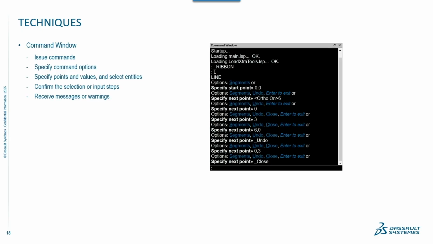Techniques. So I talked about the command window. This is where you get your feedback in DraftSight. Typically it's docked at the bottom, as we saw in the screenshot earlier. One thing you can do is undock this and float it somewhere else, though you cannot dock it inside DraftSight on the right or left. I did this so you could see the commands as they were entered.